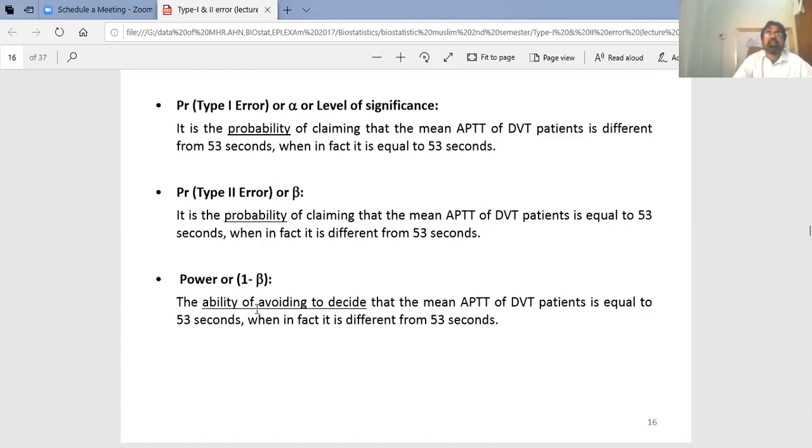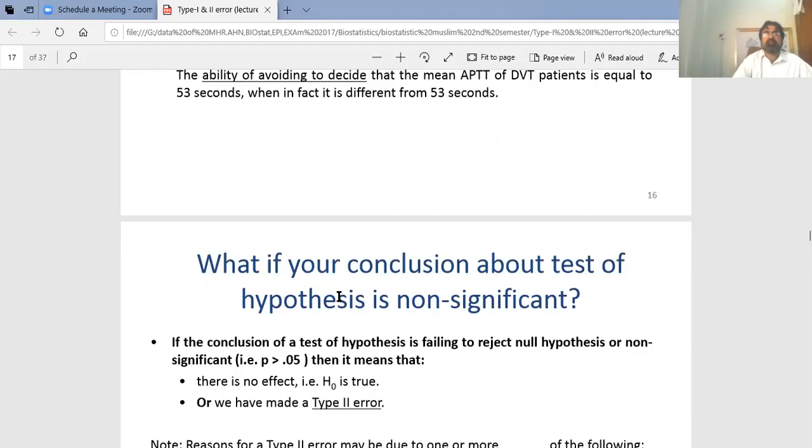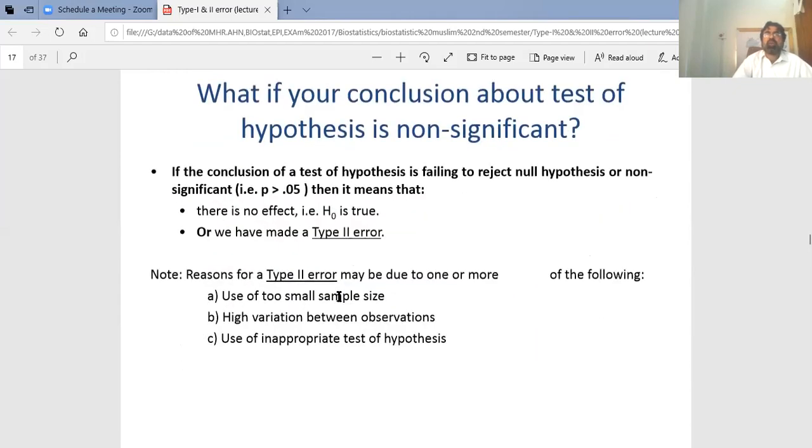The power of the test is the ability to decide that the mean APTT of DVT patients is different from 53 seconds when in fact it is different from 53 seconds. Now, about your conclusion when the test of hypothesis is not significant: if the conclusion is failing to reject the null hypothesis, that is, P is more than 0.05, then it means that there is no effect, that is, H0 is true, or we have made a type 2 error.